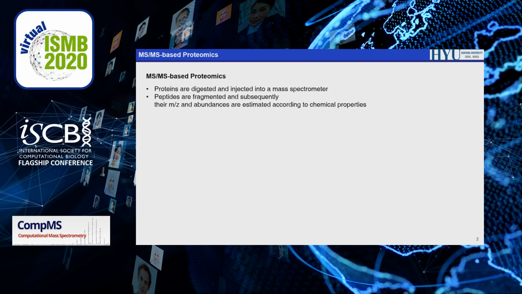Before we get started, I would like to introduce MS/MS-based proteomics, how we obtain the data, and the problem of interpreting the data. When it comes to sequencing proteins, they are too complex to sequence directly, so we digest proteins into peptides and analyze the peptides using mass spectrometry. Mass spectrometry estimates mass-to-charge ratio and abundance of peptides.